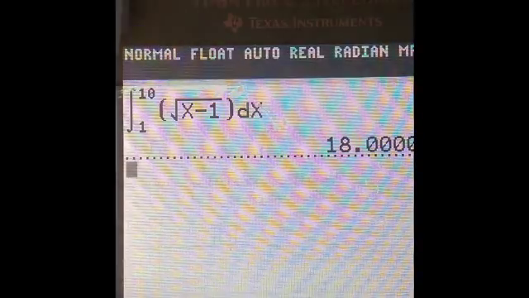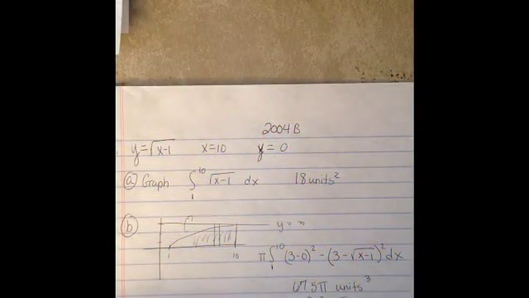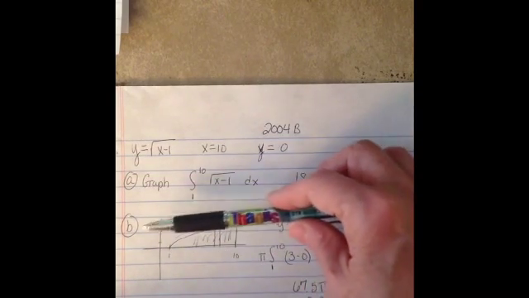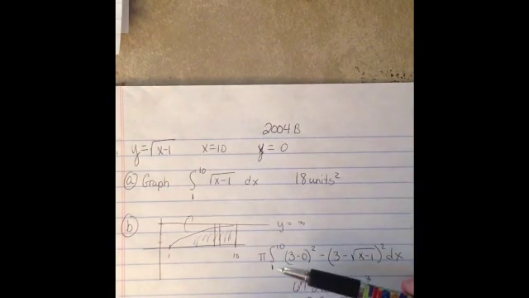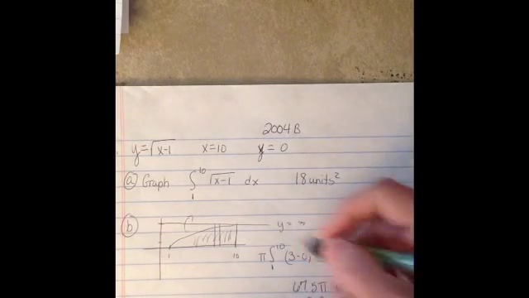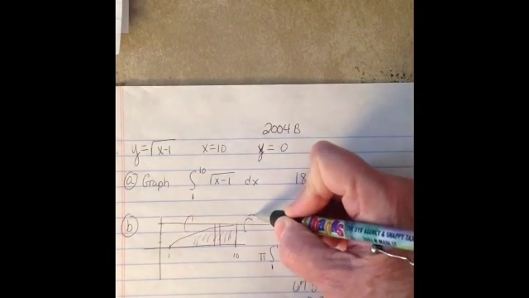So now let's look at the volume. On part B, it says that you want to find the volume when it's revolved around the y equals 3 line. So this is what our graph looked like in the calculator, and y equals 3 is going to be above it. So remember, when it's above, you're going to take that line and subtract. Now you're rotating around here.